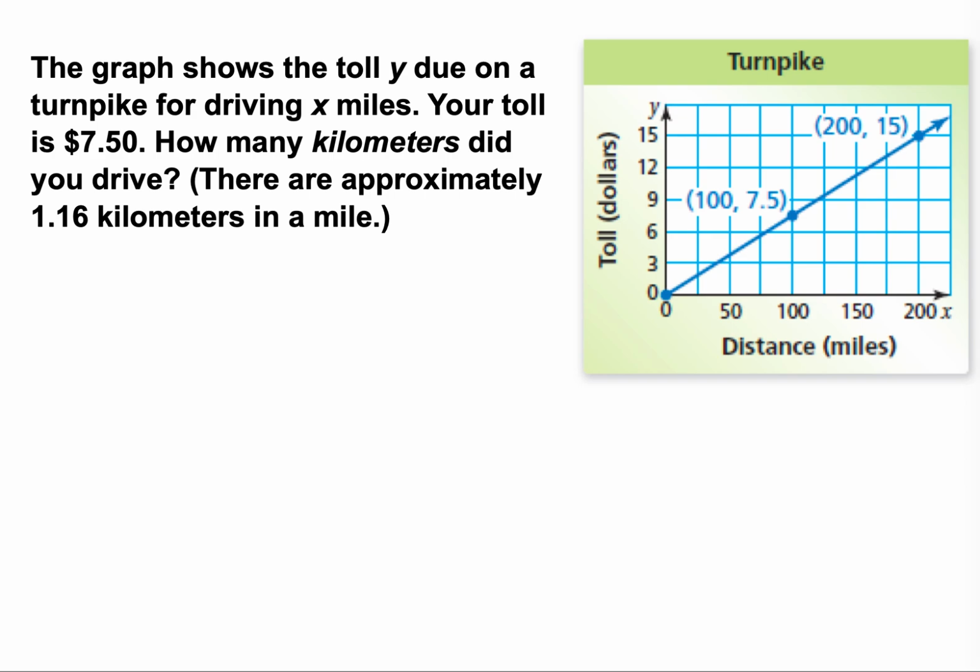All right, let's take a look at this story problem. It says the graph shows the toll y due on a turnpike for driving x miles. Your toll is $7.50. How many kilometers did you drive? And then it says there are approximately 1.1600 kilometers in a mile. This information is half of my proportion. 1.1600 kilometers for 1 mile.